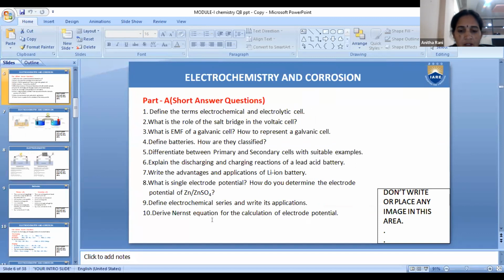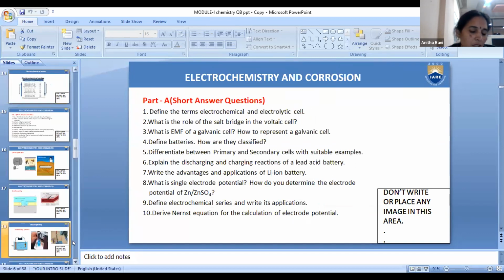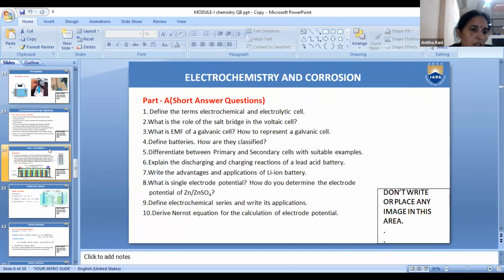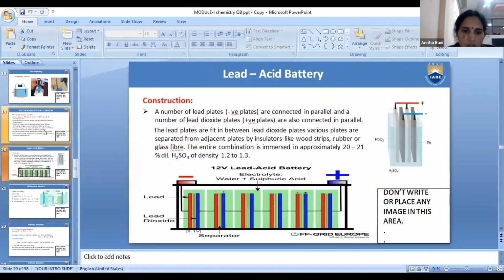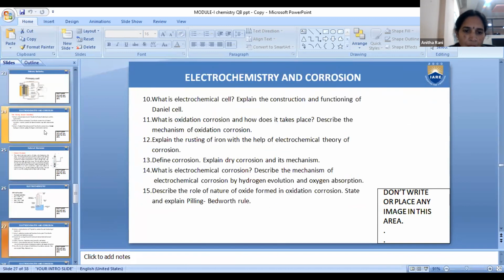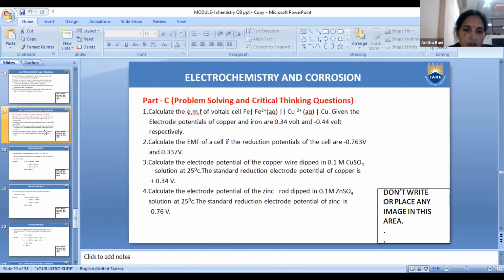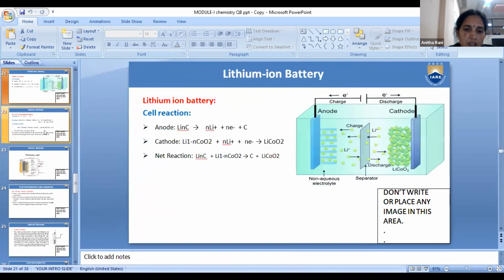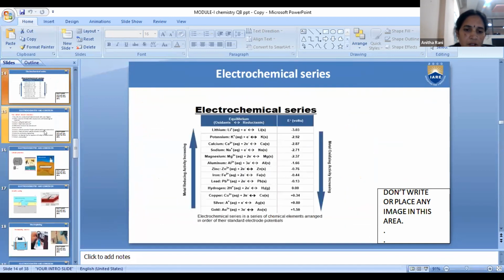Now derive the Nernst equation for the calculation of electrode potential. So you have to learn that derivation part. I didn't give it here, the derivation part is not there. Everybody learn the Nernst equation compulsorily. You have to learn the derivation.